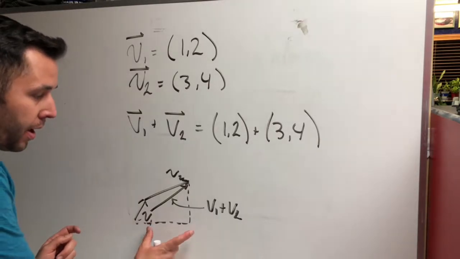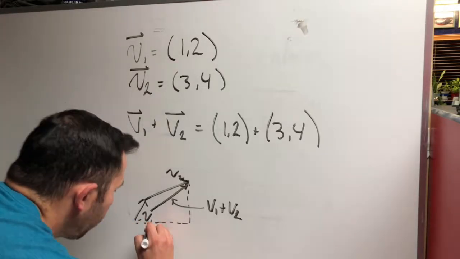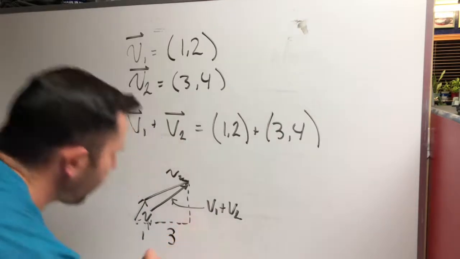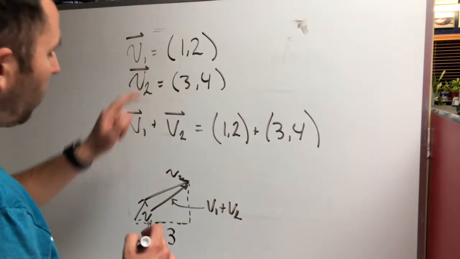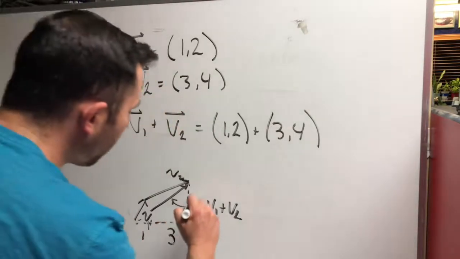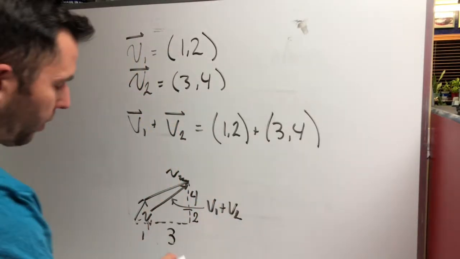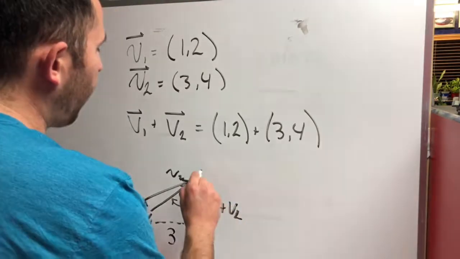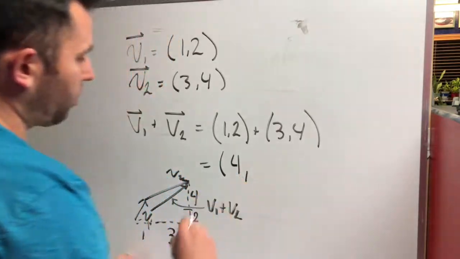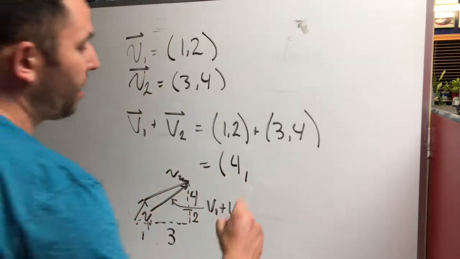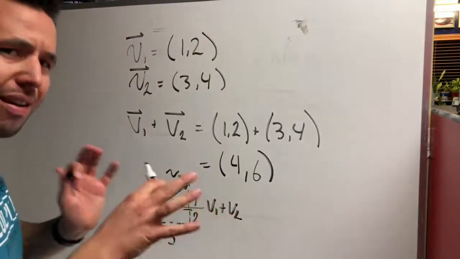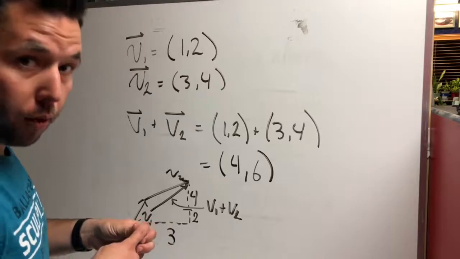Now what this is going to tell us is we're going to get all the x direction from v1 and all the x direction from v2. So v1 had 1 in the x direction, v2 had 3 in the x direction. v1 had 2 in the y direction, v2 had 4 in the y direction. So in all, we're going to have 1 plus 3, that's 4 in the x direction, 2 plus 4, that's 6 in the y direction. And that's how we add vectors, which is going to be very important when we start dealing with parameterizations.